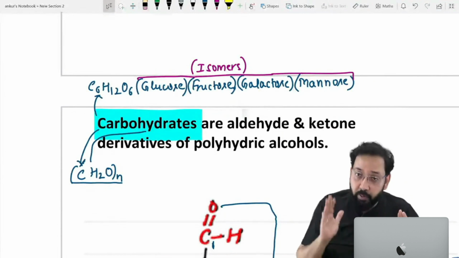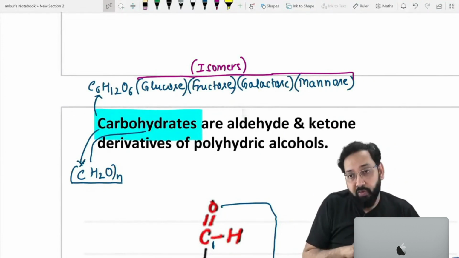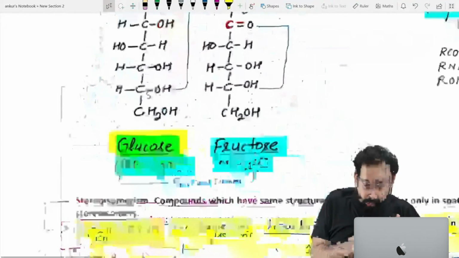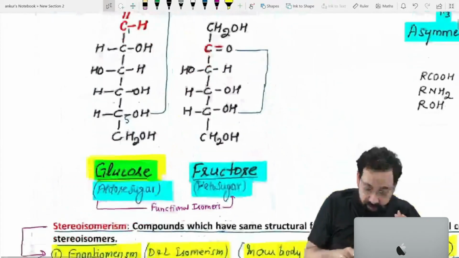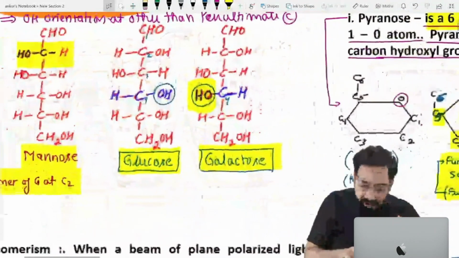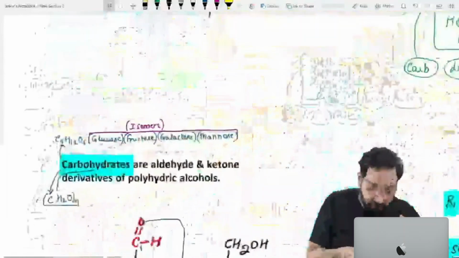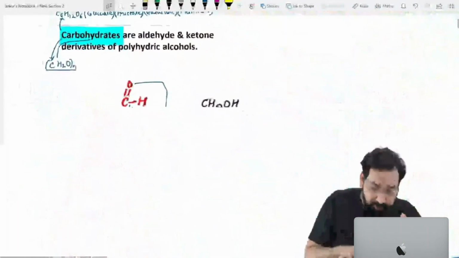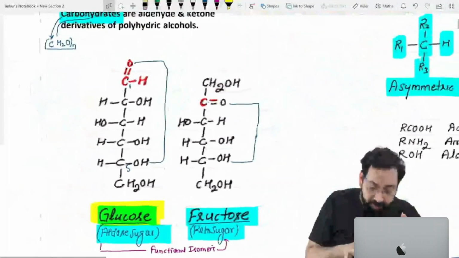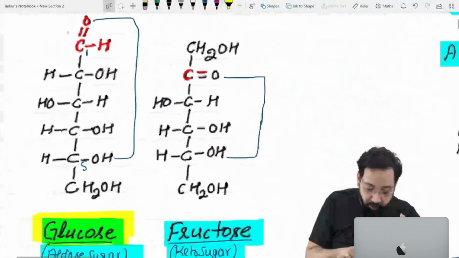Glucose, fructose, galactose, mannose all have the same molecular formula C6H12O6. You can see that glucose has C6H12O6, fructose has C6H12O6, mannose has C6H12O6, galactose also has C6H12O6. They all have the same molecular formula, so they are isomers. We said that glucose has an aldehyde group at C1, fructose has a keto group at C2.